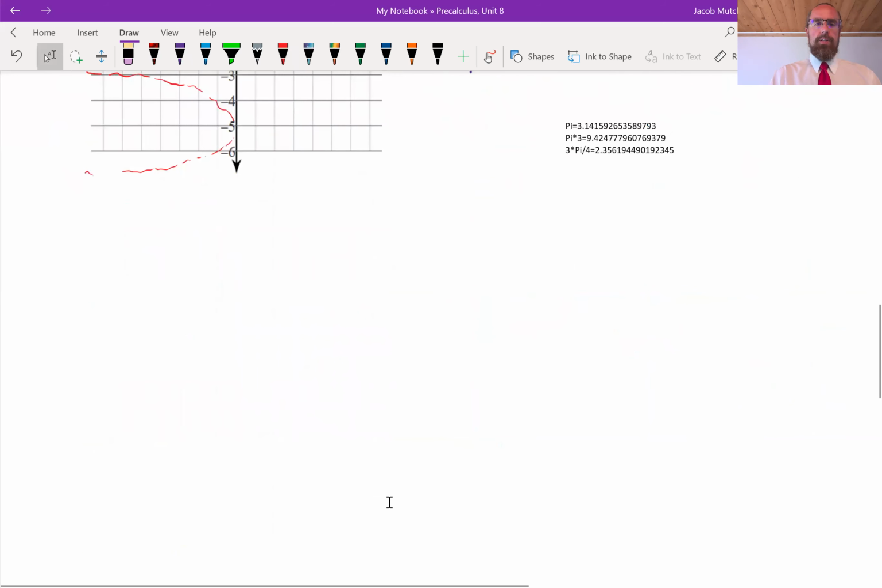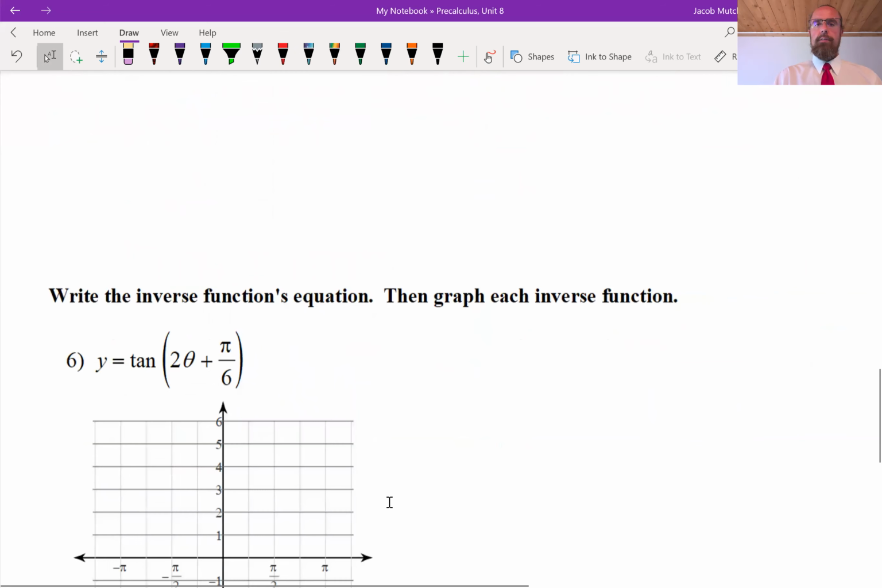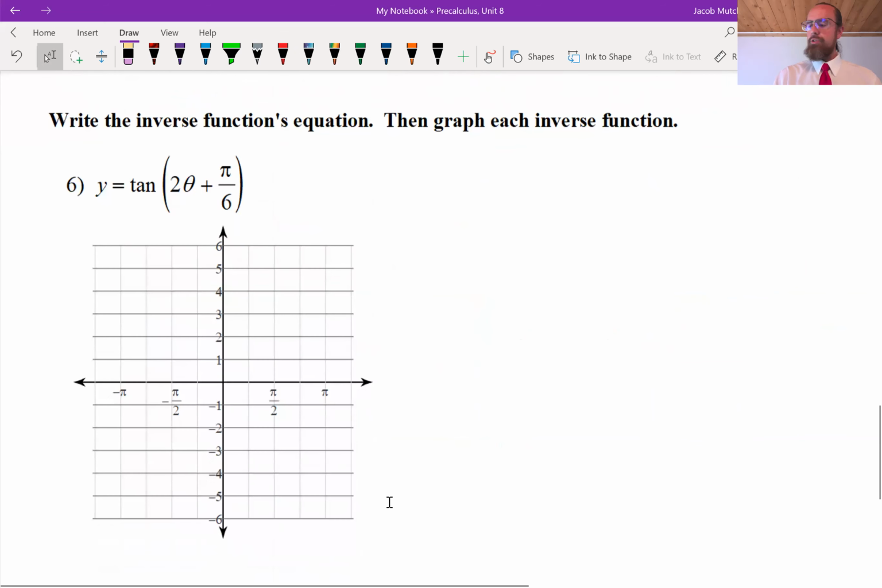So our second example there was involving a vertical translation of secant. Let's take a look at one final example that involves a change in period and also phase shift. So here I've got y equals tangent of 2 theta plus pi over 6.